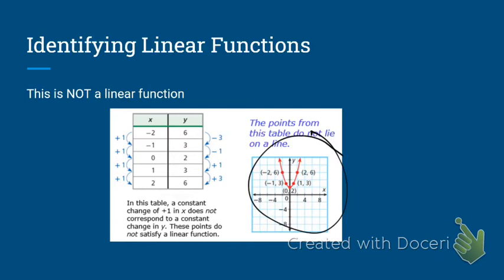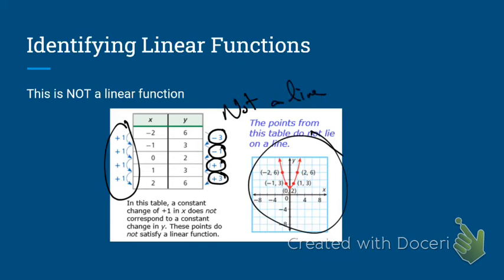Now let's look at the table. We've got that x happening at a common difference, cool. But check out how our y is changing. -3, -1, +1, +3. That's not at the same rate, which means not a line.